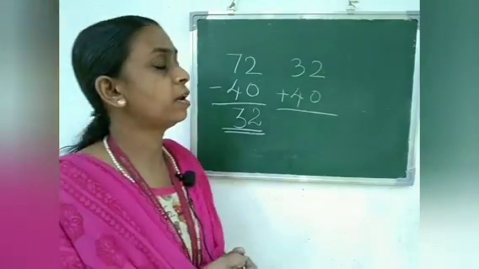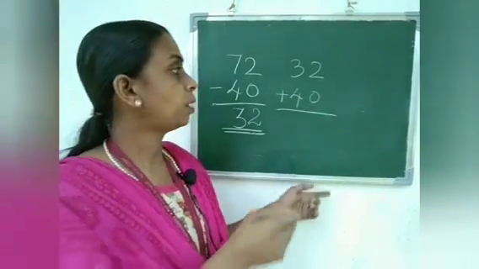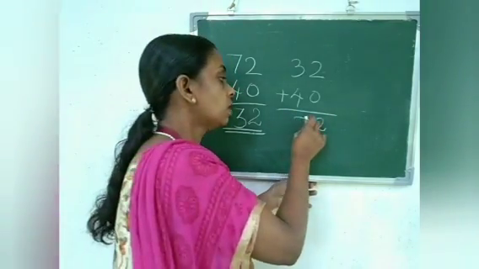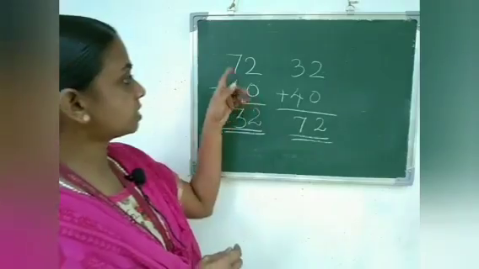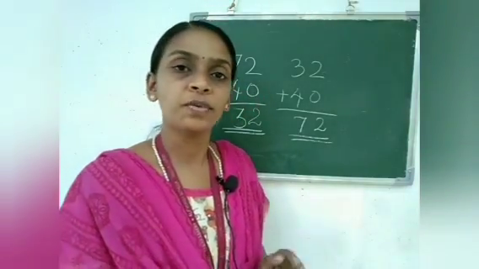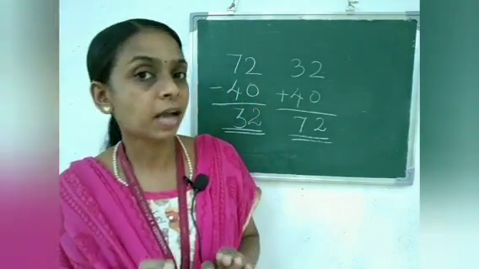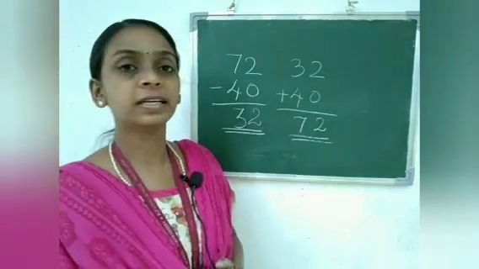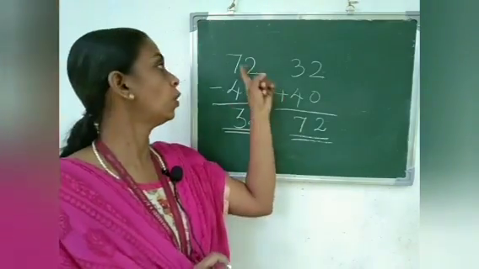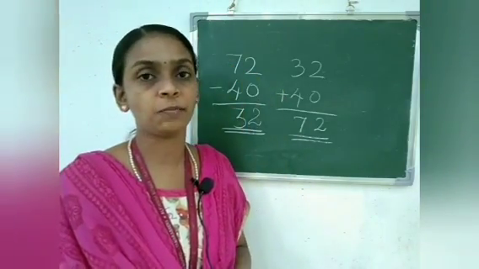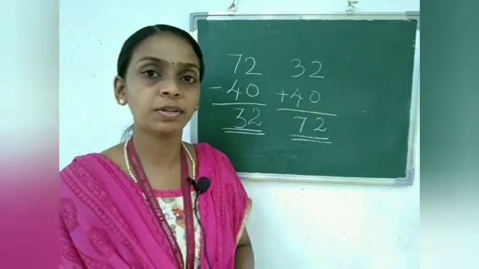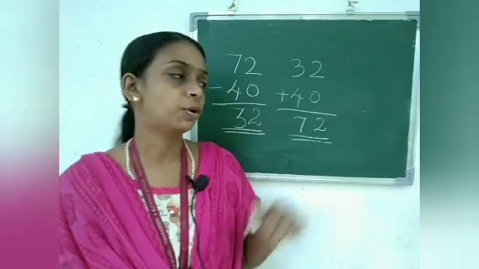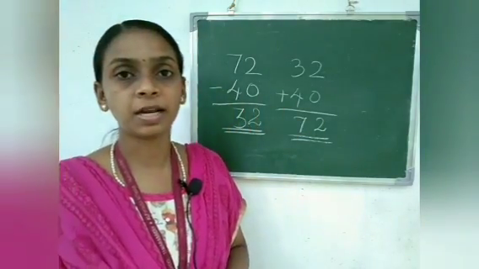So what do we get when adding 32 and 40? 2 plus 0, 2. Then 3 plus 4, 7. So we got the answer 72, that is the first number. So we can conclude that our answer is correct. We already did the subtraction, then by adding that answer and this number, we got the first number, 72. From this we can conclude that our answer is correct. Two more examples I will show you, to show that addition and subtraction are related.